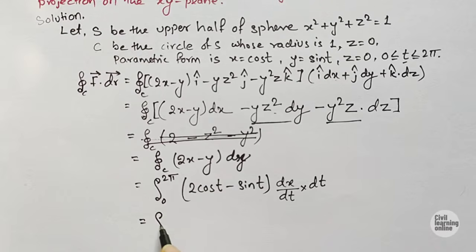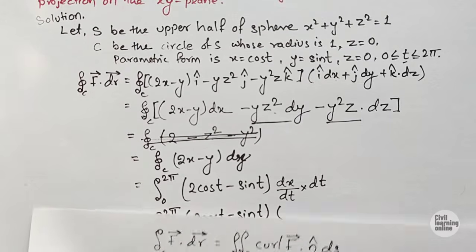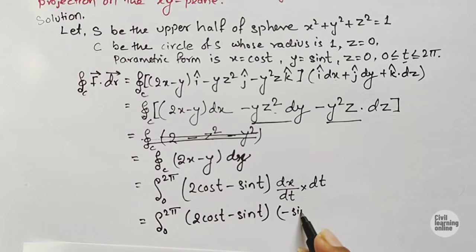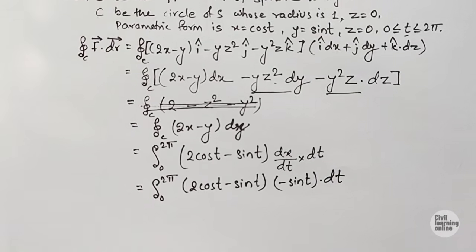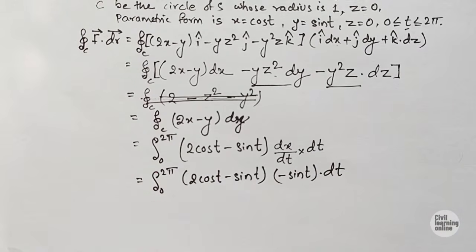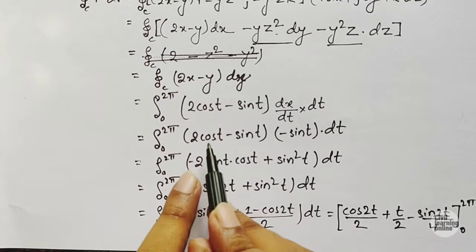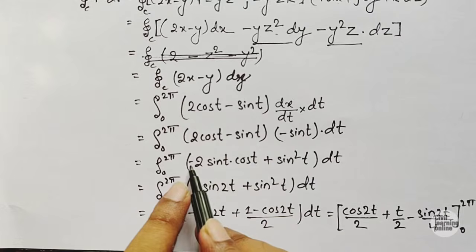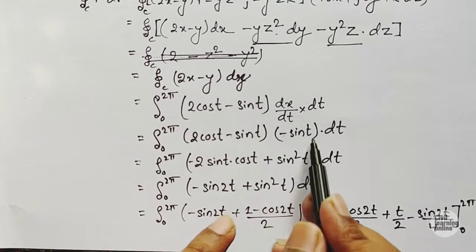So here we will have the integral from 0 to 2 pi of 2 cos t minus sin t, multiplied by dx by dt. So dx by dt is minus sin t, multiplied by dt. Now multiply this and find the integral, putting in the upper limit and lower limit. Now we have multiplied 2 with minus sin t, so minus 2 sin t cos t, plus, minus and minus will get plus, sin square t dt.